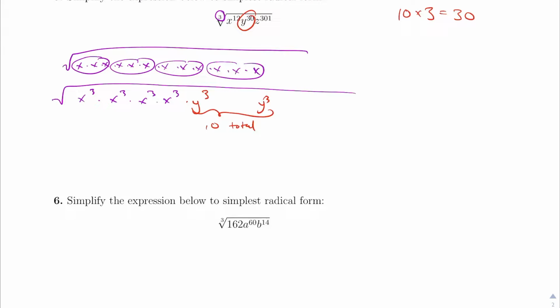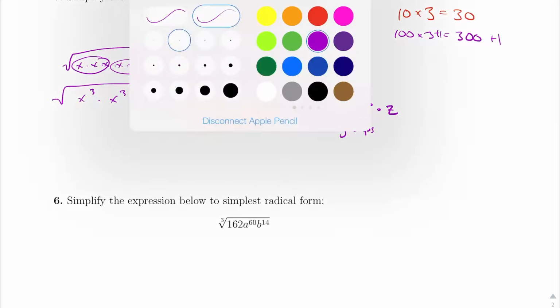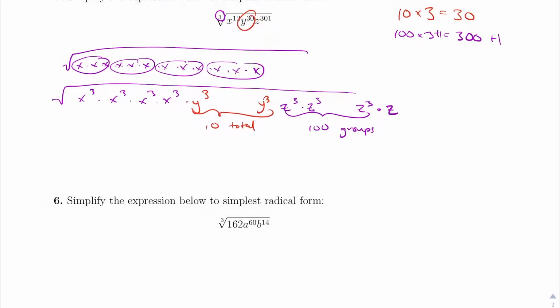make, let's see, how many groups of 3 do you think we'll be able to make with this one? Z to the 3rd, another z to the 3rd. Well, because 100 times 3 is 300, we'll be able to make 100 full groups, and then 1 extra z to make it 101. So now when we put everything together here, let's see what we get.